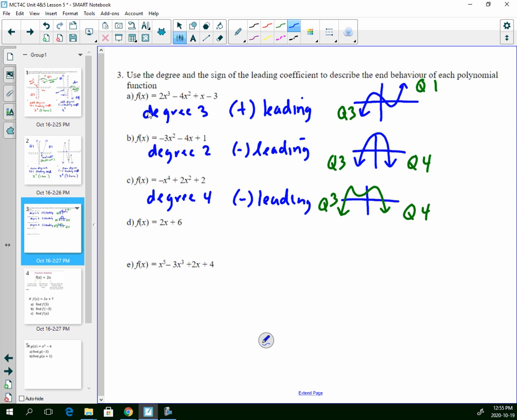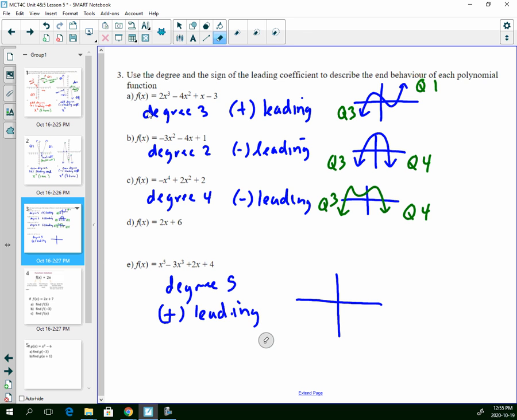If I skip over to E, E has degree 5, positive leading coefficient, and it's a power 5, so it's probably going to turn 4 times. It's going to go uphill, and the ends are going to go in opposite directions. So 1, 2, 3, 4. It's going to look something like that. It should start in quadrant 3, end in quadrant 1. Okay, so you should be able to determine end behavior just by the equation.